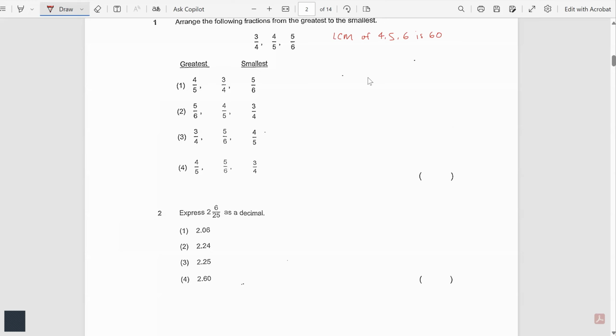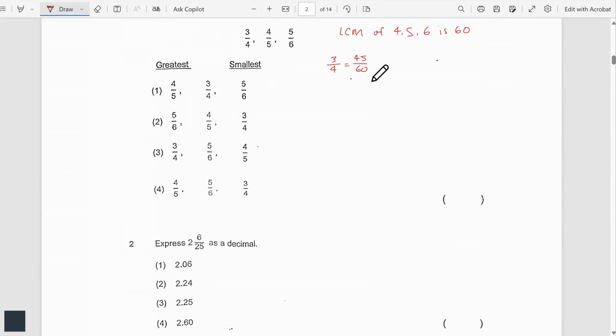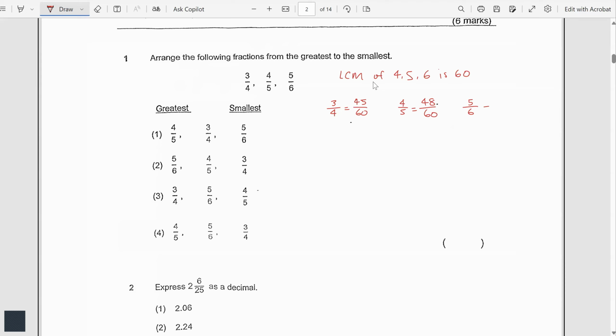Okay, so let's change them. So 3/4. To change it over 60, we times 15. So 3 times 15 is 45. And we have 4/5. So 4/5, if you want to change it to over 60, this is multiplied by 12. And lastly, 5/6. To change over 60, I times 10.